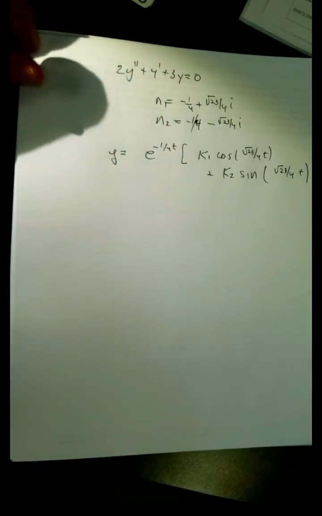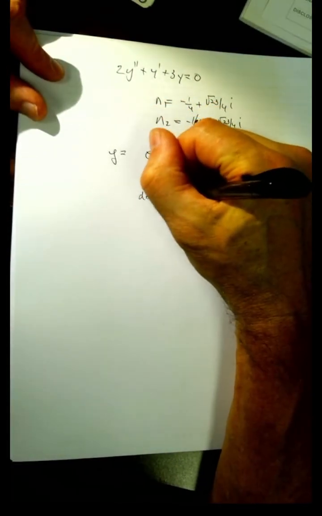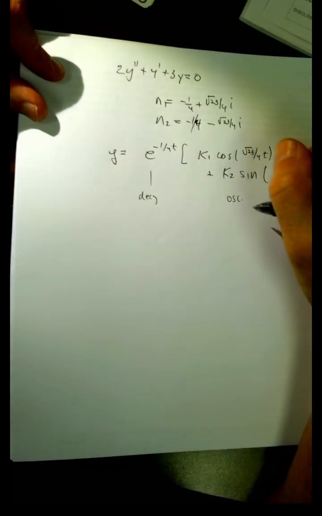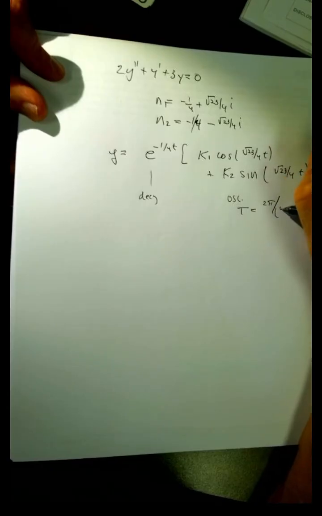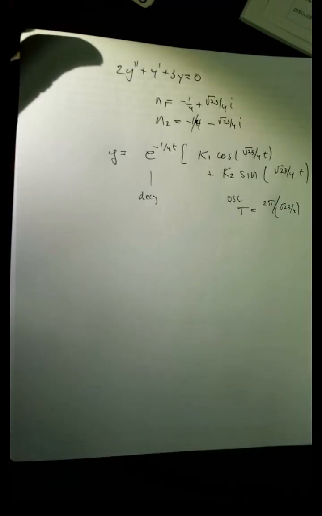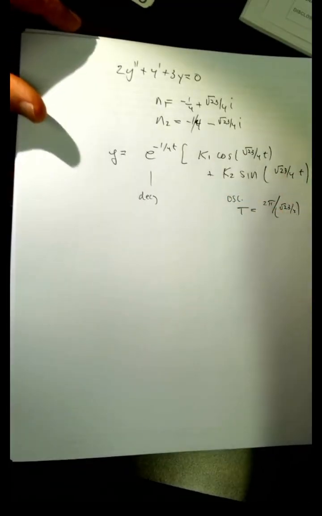All right, so I get decay. I'm going to get oscillations, and my period then is going to be 2 pi divided by square root of 23 over 4. Okay, another example.